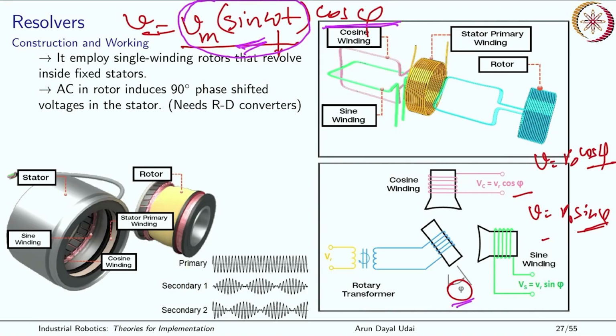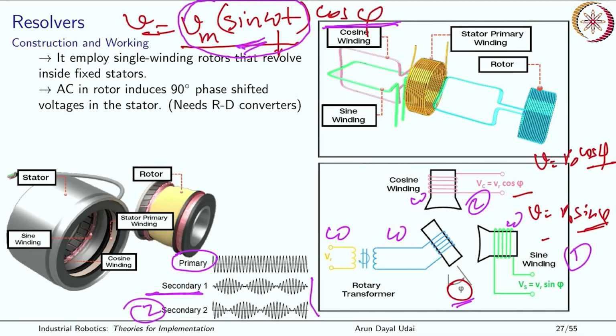So the secondary will have a voltage which is induced like this. This one is for the sine, and this is for the cosine. You see the frequency in both the coils is the same as in the primary. Whatever frequency comes from here goes here, and goes here. So the frequency remains the same, but the amplitude varies depending on the angle psi.